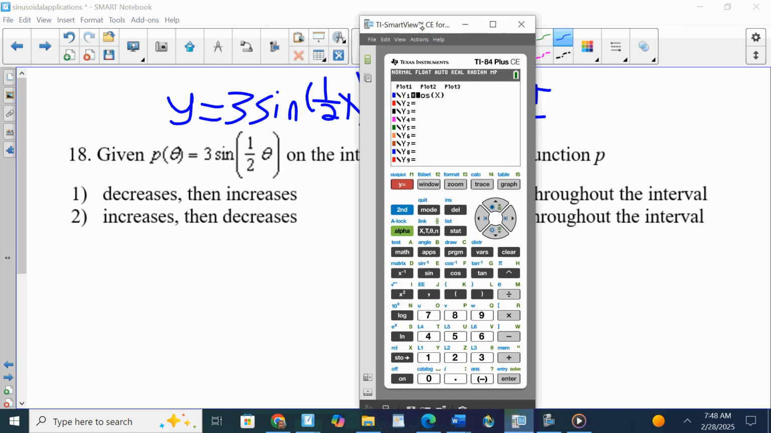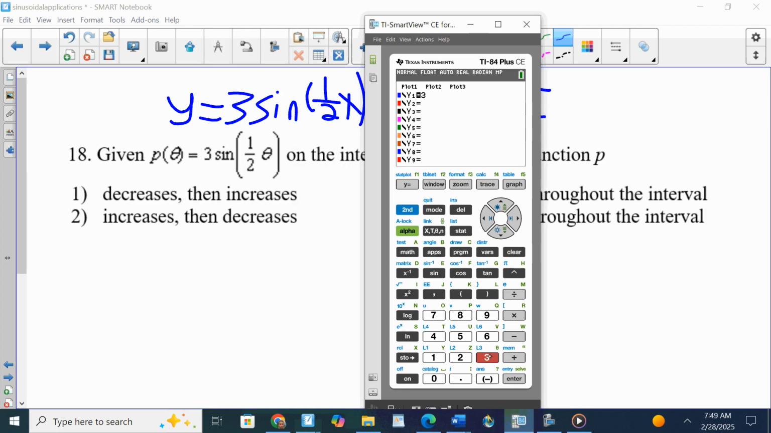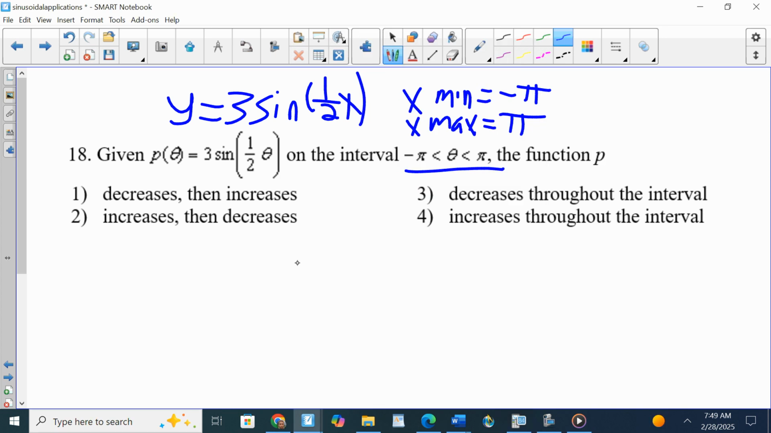Y equals 3 sine 1/2 x. Window, x min is negative pi. Again, it's going to convert it to a decimal. That's no problem. Pi. Graph, it is increasing the whole interval. This has been coming up a lot post-pandemic. It didn't stop a little bit, but I would be prepared for this.